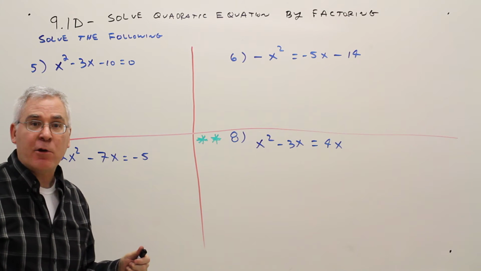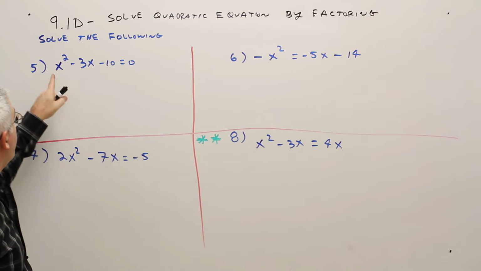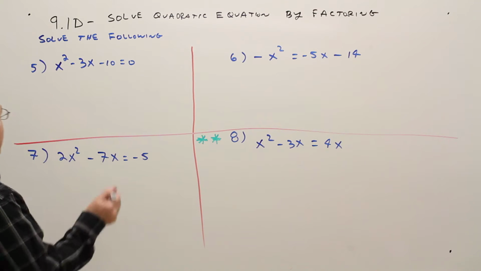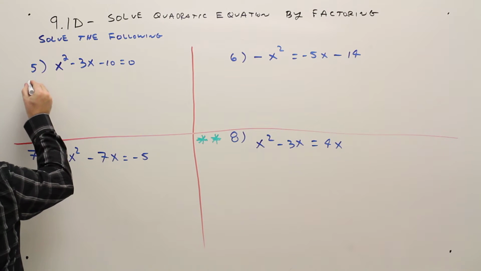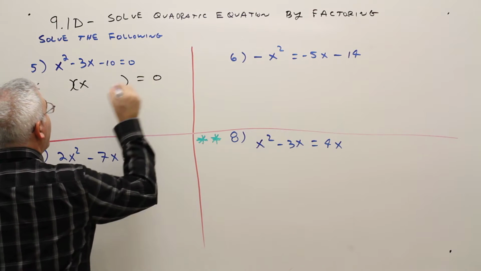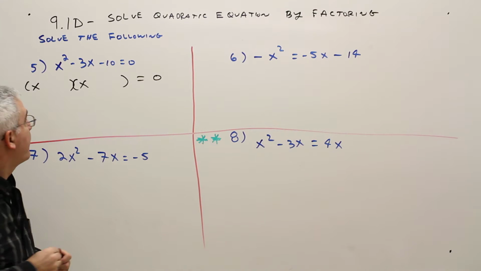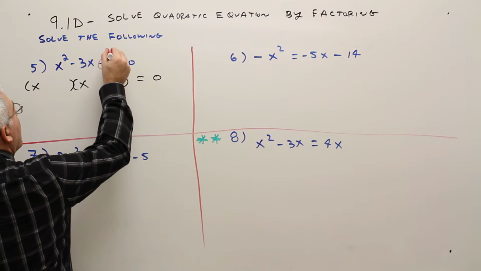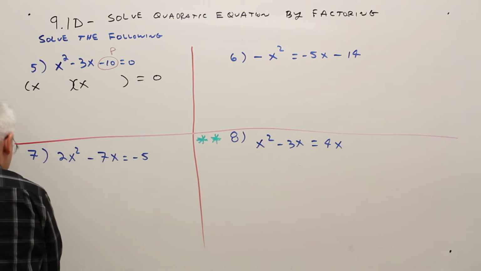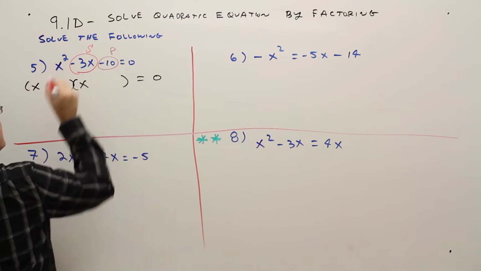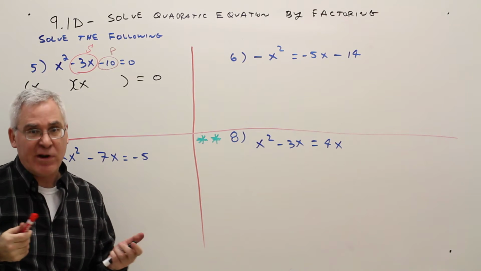Notice we've got a quadratic equation in standard form. The lead coefficient is 1. We want to do basic factoring. So for my template, I'm going to say (x something)(x something) that product equals 0. Then I'm looking for two numbers that have a product of negative 10 and a sum of negative 3.